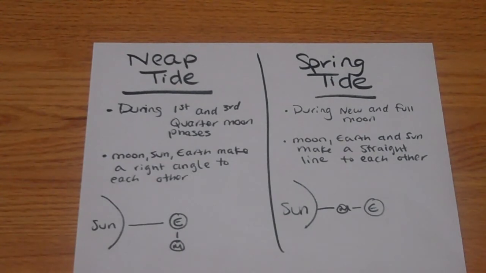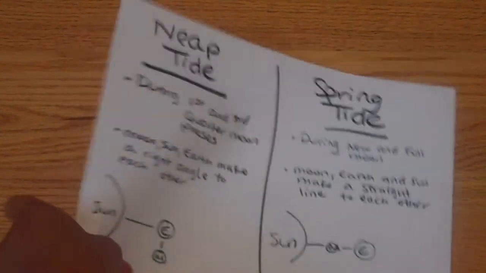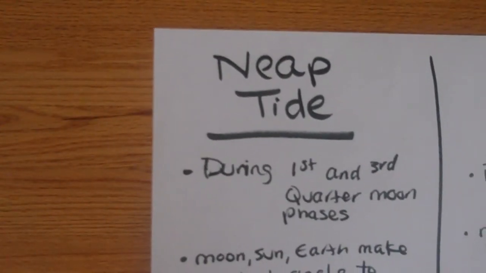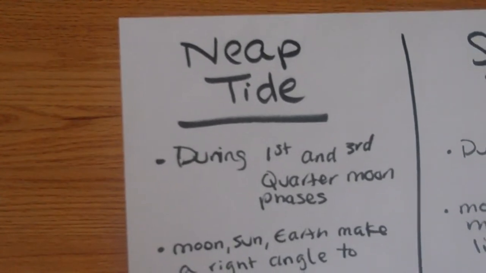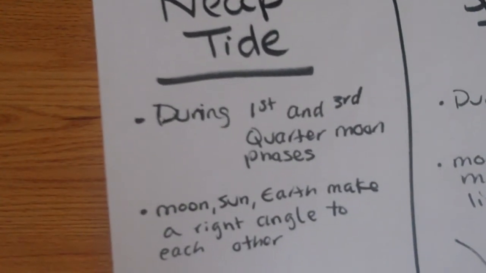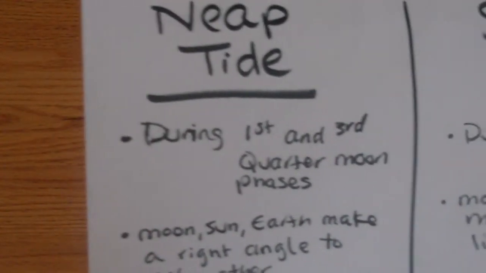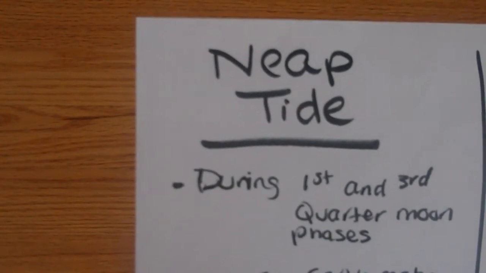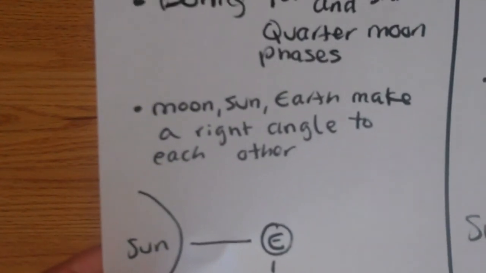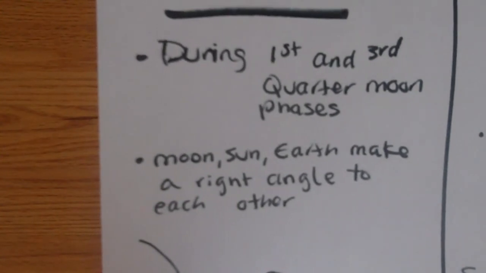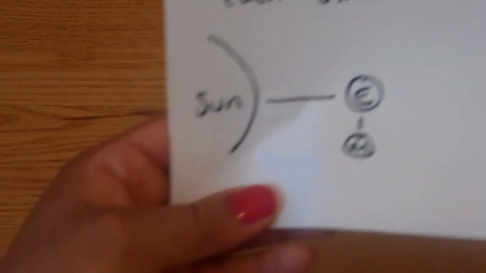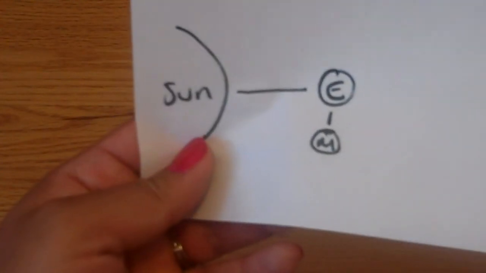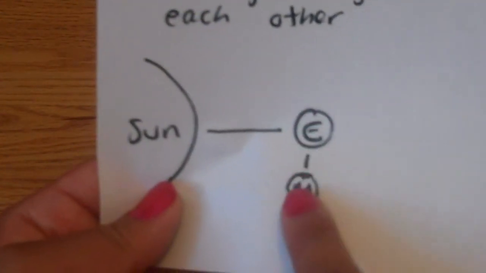With that, let's put our notes side by side so we can compare and contrast. The first one we're going to talk about is the neap tide. The neap tide is the tide with the least difference between consecutive low tides and high tides. It occurs during the 1st and 3rd quarter moon phases, and the moon, sun, and Earth make right angles to each other. So you want to draw a picture like this. Here's the sun, here is the Earth, and here is the moon.